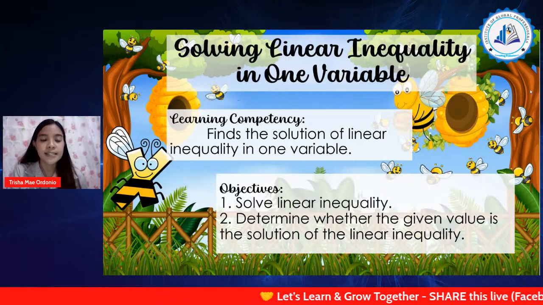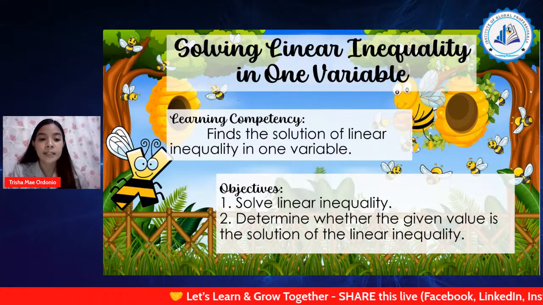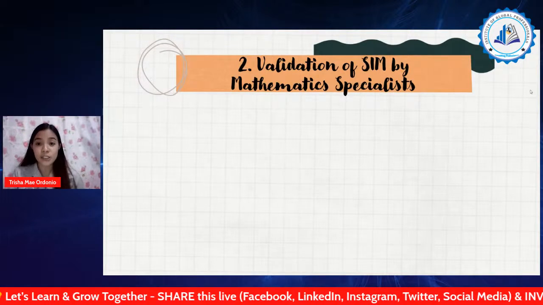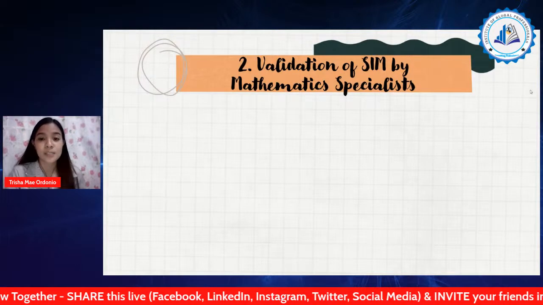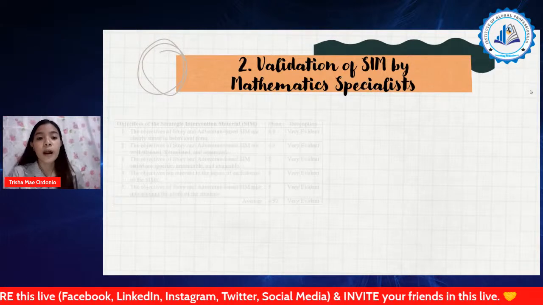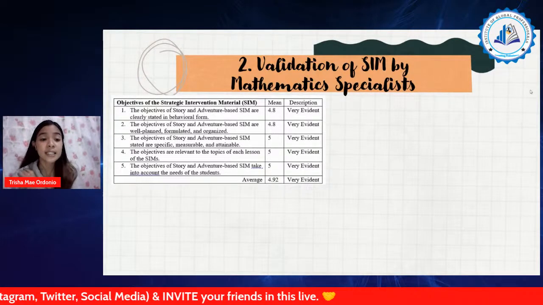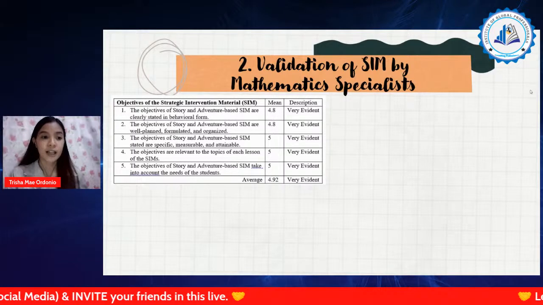And here is the learning competency and the objectives. Next one is the validation of SIM by mathematics specialists. So there are 5 mathematics specialists who validated the strategic intervention material.